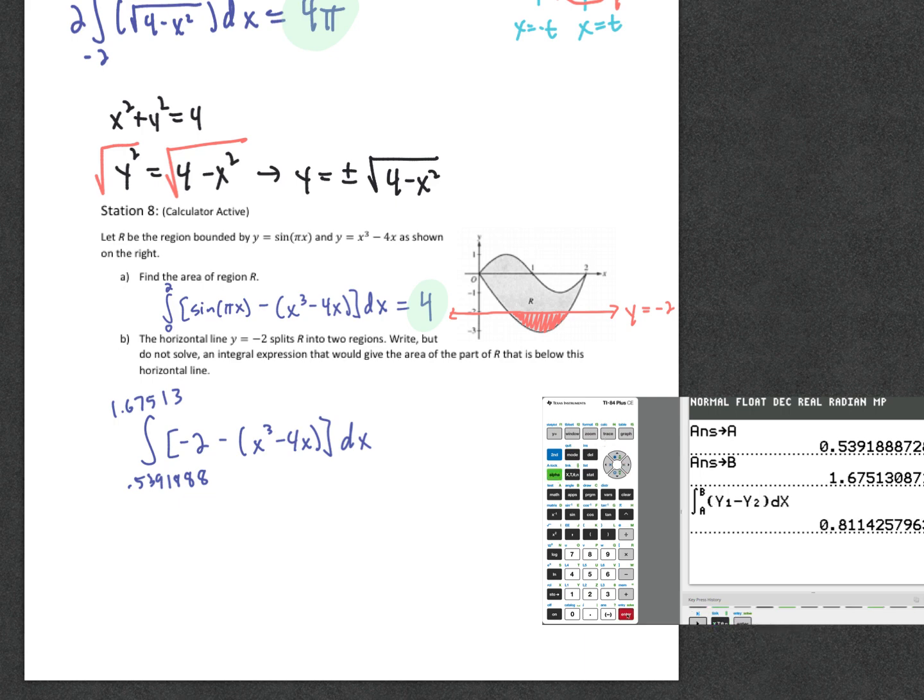But here this is all they wanted, an integral expression that would give the area of that region that they described. Okay, and that's it.